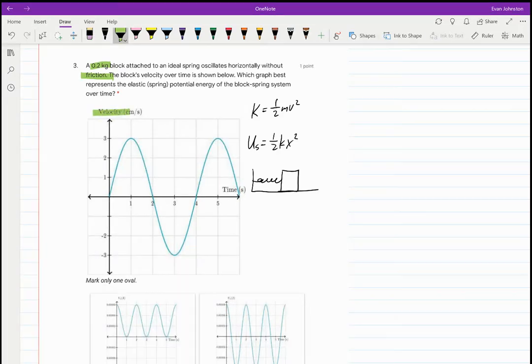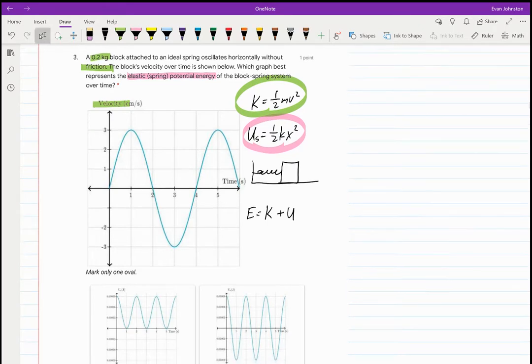We're not given x, we're given v and t, which best represents the spring potential energy over time? So essentially, we're being asked to figure out what the graph of this would be. Since we're given velocity and we're given the mass, we're actually given the kinetic energy. And now we know that mechanical energy, the total energy, is the sum of the kinetic and the potential. So let's think about this.